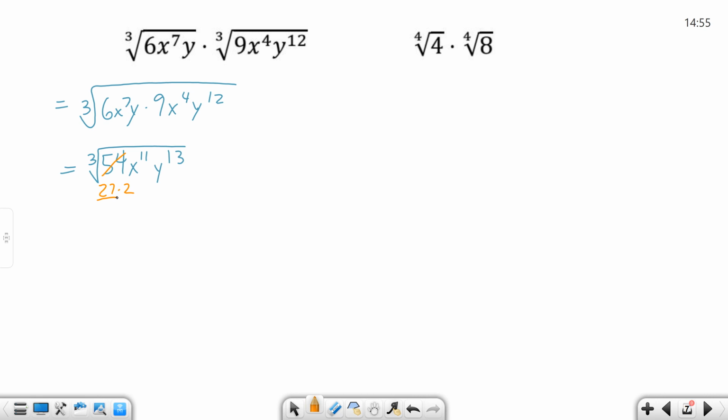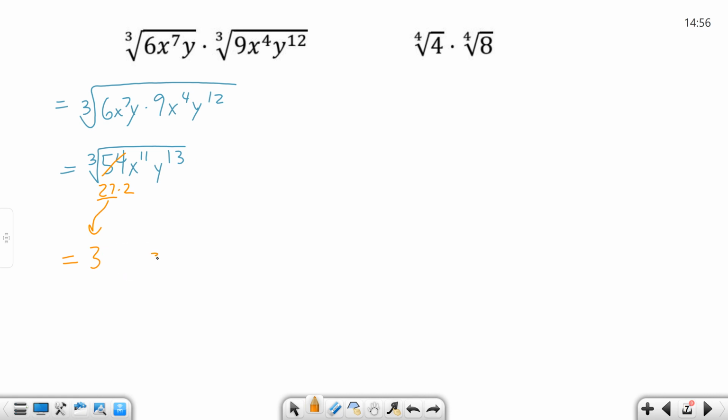The cube root of 27 is 3. So that comes out as 3. And then if I glance at this, before I write my cube down, will I have any x's and or y's come out? Yes, because both powers are bigger than my index of 3, right? 11 and 13 are both bigger than that 3. So that means that I will have both x's and y's to put right here before I get to my radical.